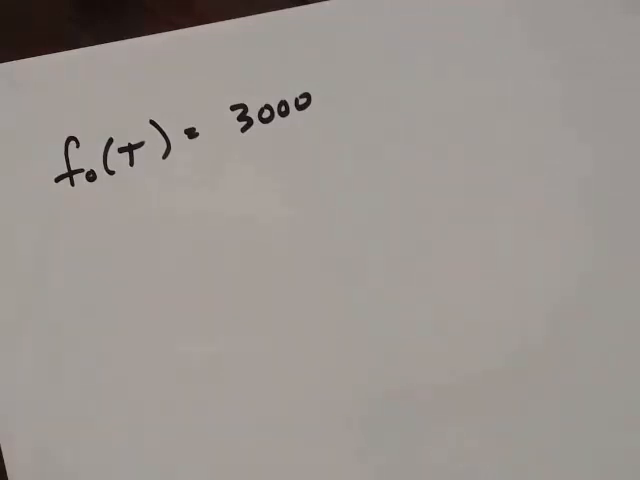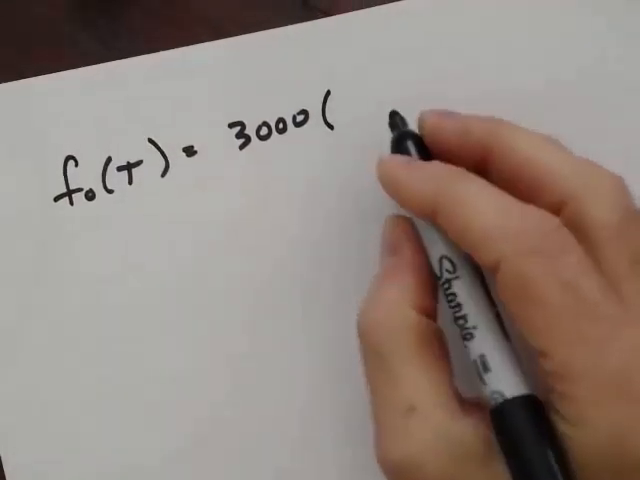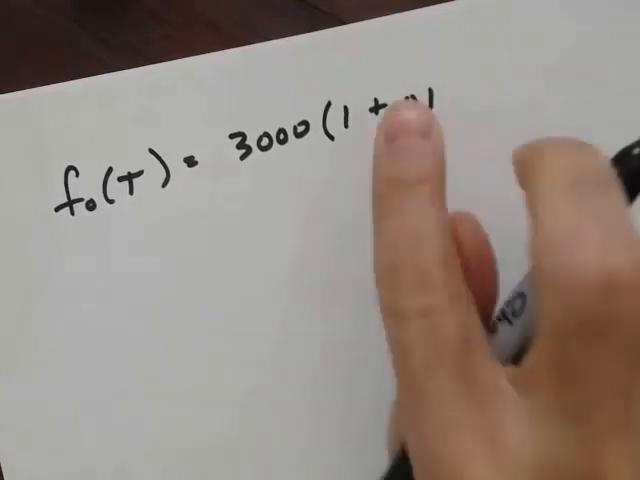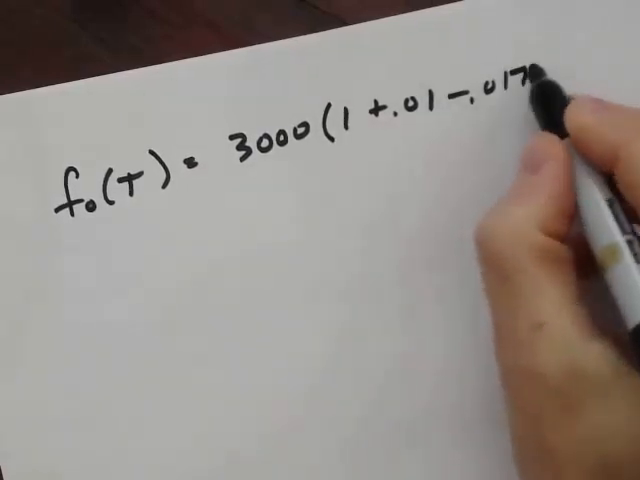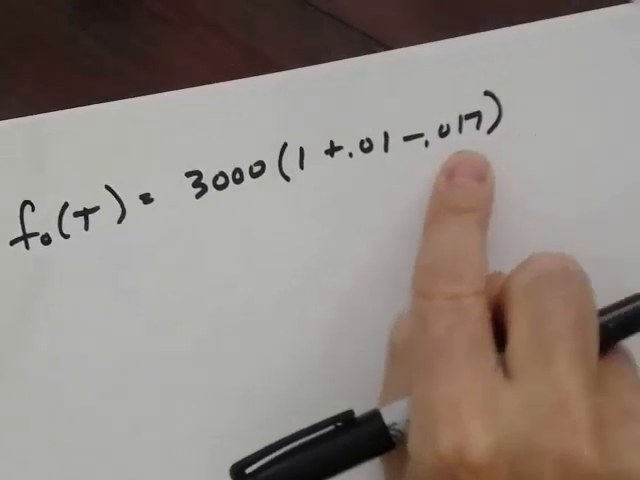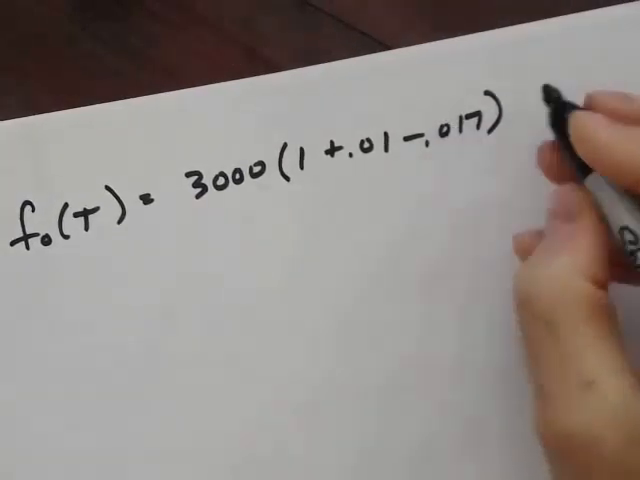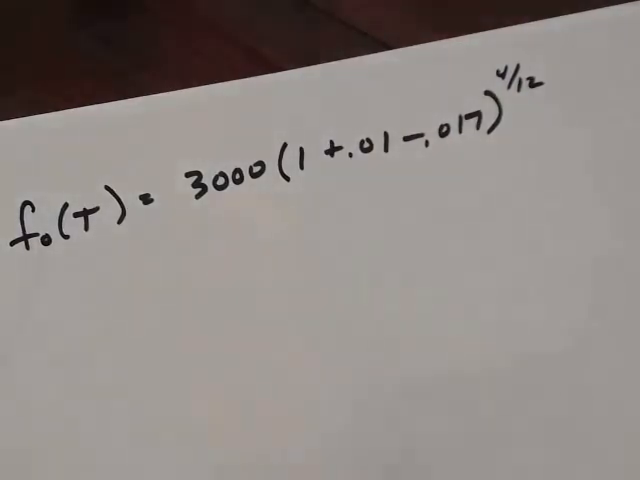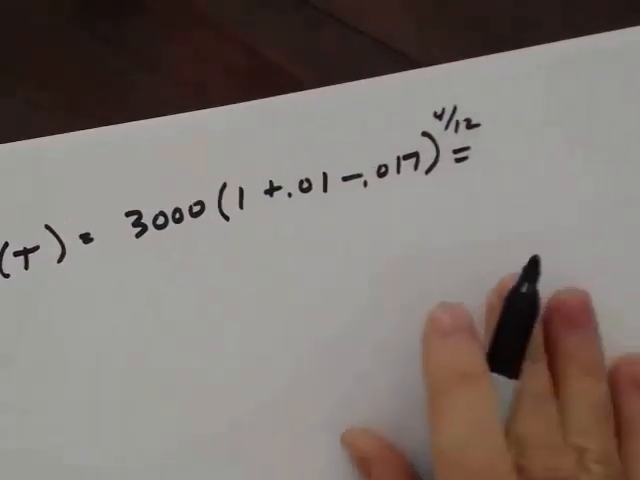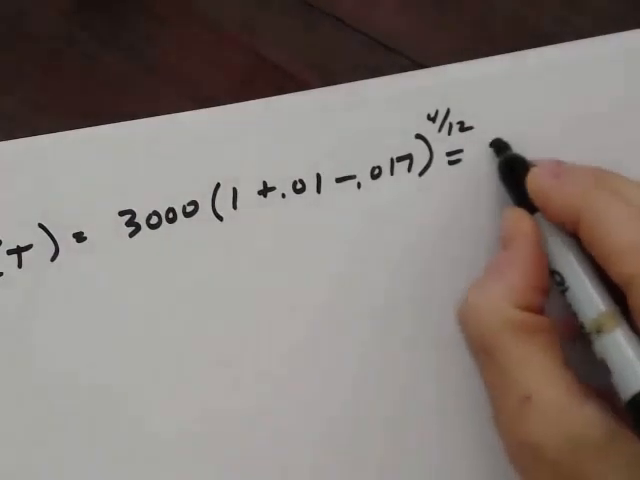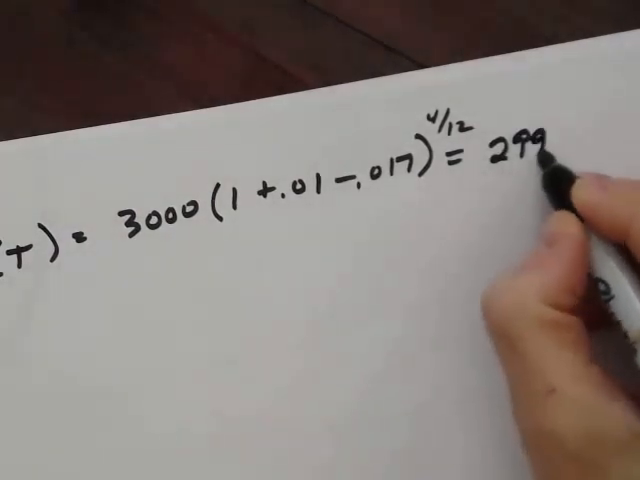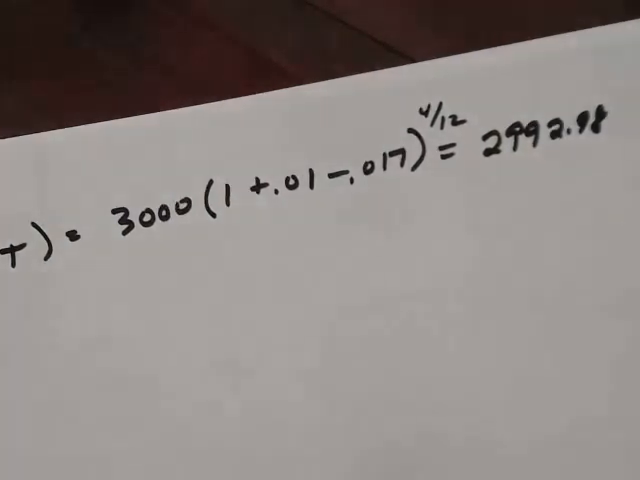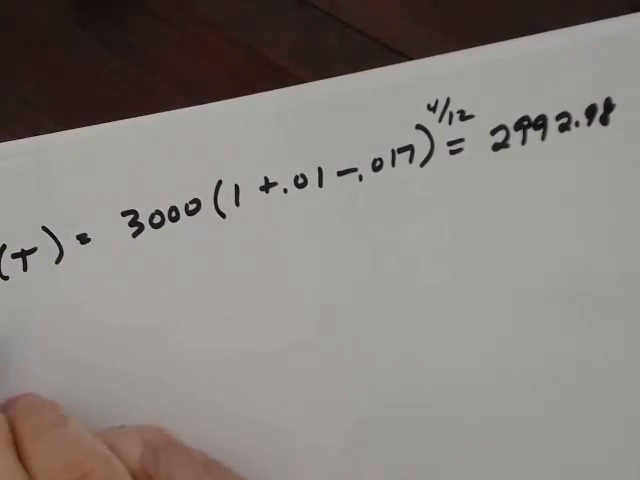Now, part A of my question, it says, look, the futures are mispriced, but are they over or undervalued, and by how much? Well, let's work the formula. Okay, the opportunity cost is 1% on an annual basis, 1.7% dividend yield on an annual basis. It's 4 to the 12th power because we're only dealing with 4 to 12 months. And so therefore, the futures price here should be $2,992.98.